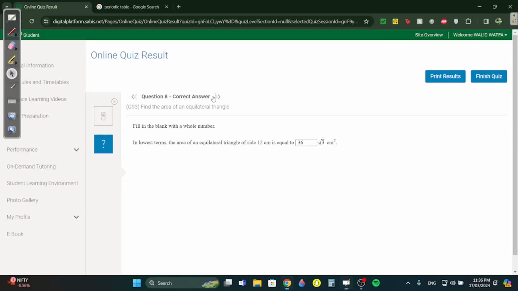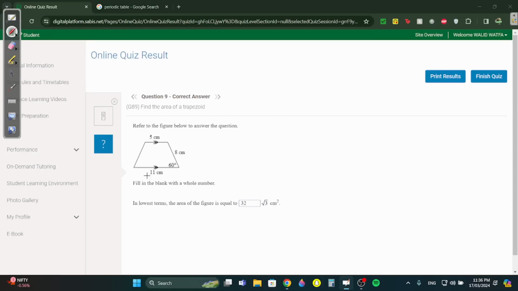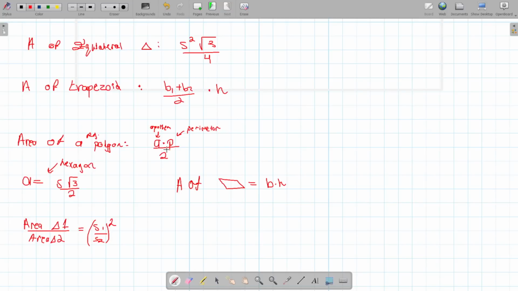Question 9. Same thing. When you have the angle and you have the side L, the area equals base 1 plus base 2 over 2 times L sine alpha. Use this formula I gave you. I'll write it down here. Trapezoid: base 1 plus base 2 over 2 times L sine alpha.